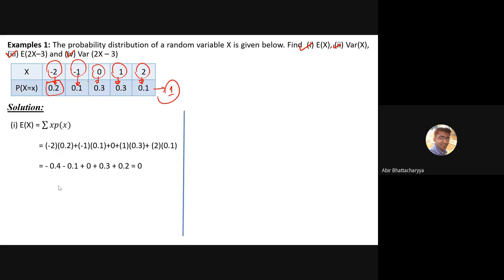Next, what is the variance? Now, variance has a formula. I will use this formula, and this is a very useful formula: expectation of x squared minus expectation of x, whole squared.